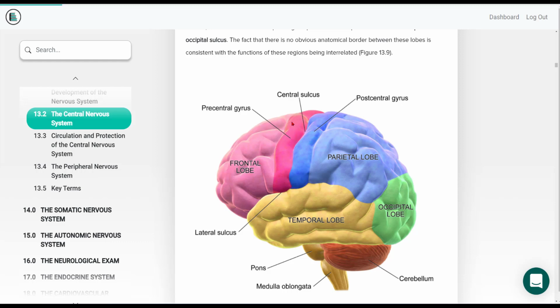The one that is just in front of the central sulcus, as a part of the frontal lobe, is the precentral gyrus. Precentral gyrus. And then the gyrus which is just behind the central sulcus, as a part of the parietal lobe, this strip of land, is called the postcentral gyrus. We'll see the significance of these as we move forward, but these will be important landmarks for you to learn how to label: precentral gyrus, postcentral gyrus.